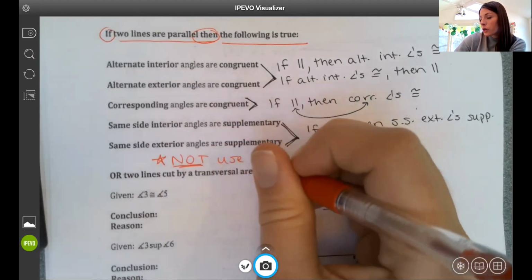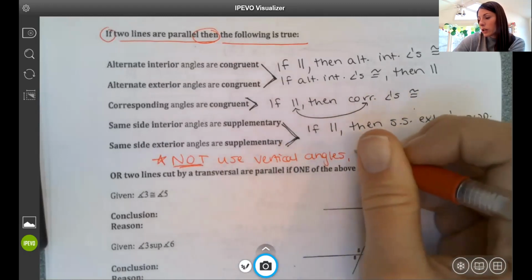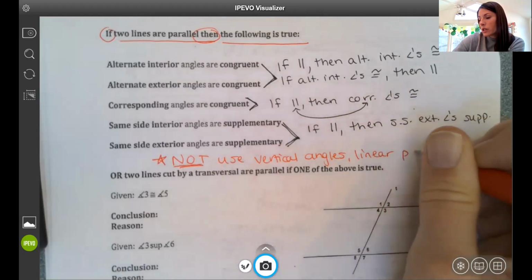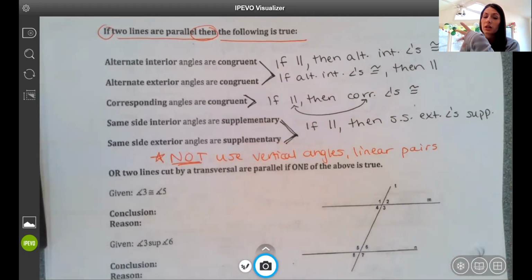Okay, we do not use this for vertical angles or linear pairs. We talked about that earlier in these notes, that has nothing to do with parallel lines. So if I'm saying two angles are equal just because they're vertical angles, I don't need an if-then statement to say that. Vertical angles are always congruent, so I just say vertical angles.